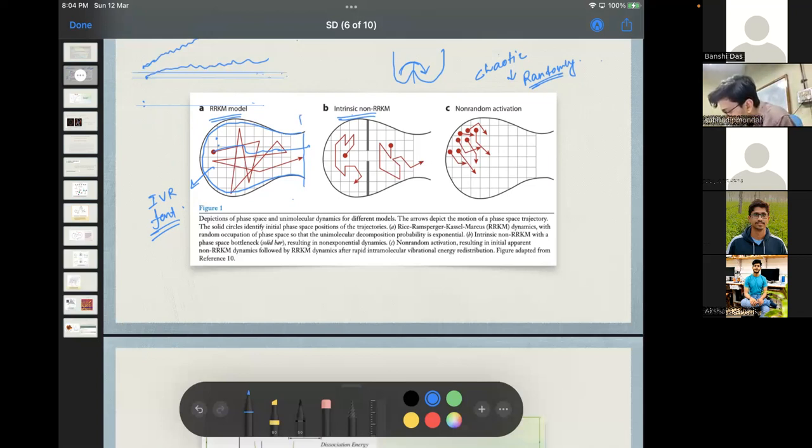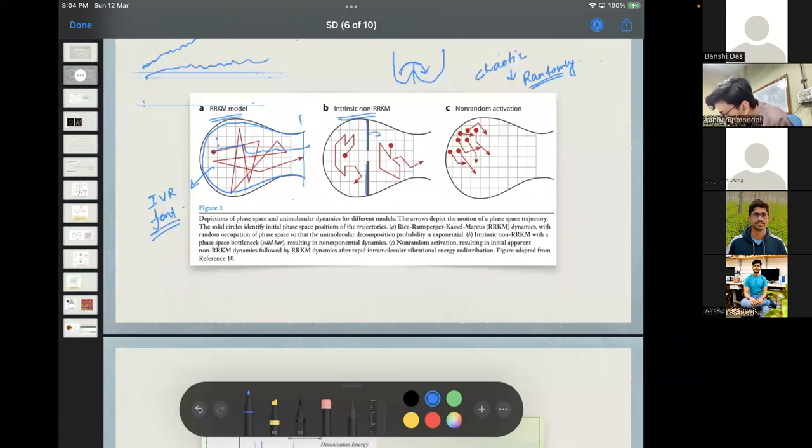But for intrinsic non-RRKM, let's say in the phase space there is a kind of bottleneck. This is a dynamical bottleneck, because it can be any of different types of structures, so I'm not going into details. There can be a region in the phase space where the trajectories cannot cross. Those regions are called dynamical bottlenecks. So let's say there is one dynamical bottleneck in the phase space.